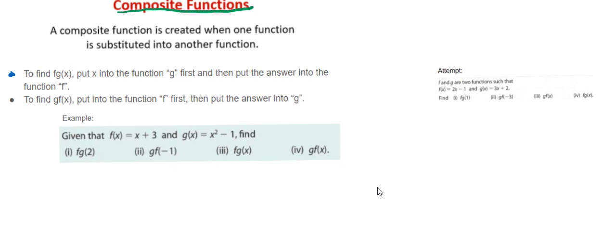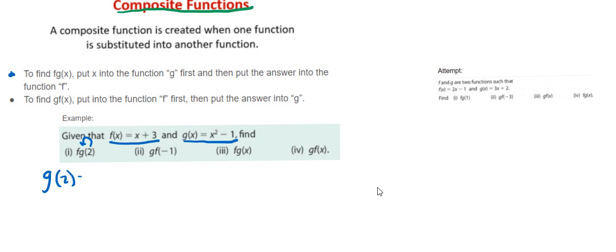Anyway, the first one, they're giving us two functions, so f of x is x plus 3, g of x is x squared minus 1. And the first thing they're asking us for here is f of g of 2. So because the g there is beside the 2, or it's closest to the 2, I'm going to put 2 into g of x first. Whatever answer we get to that, we then put that answer into the function f. So let's just look through the first one first anyway.